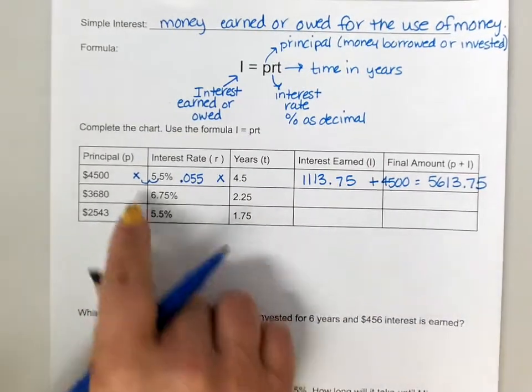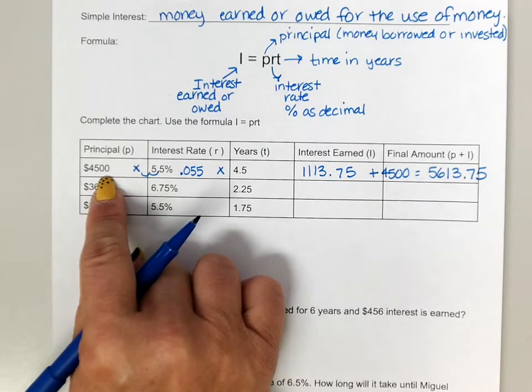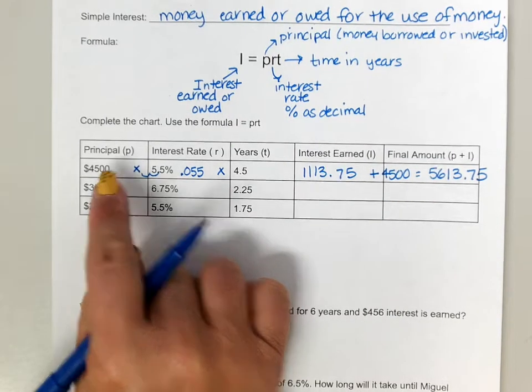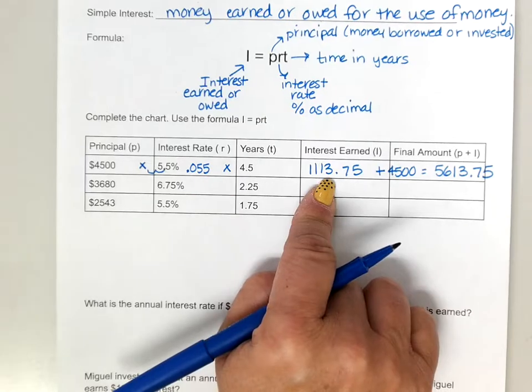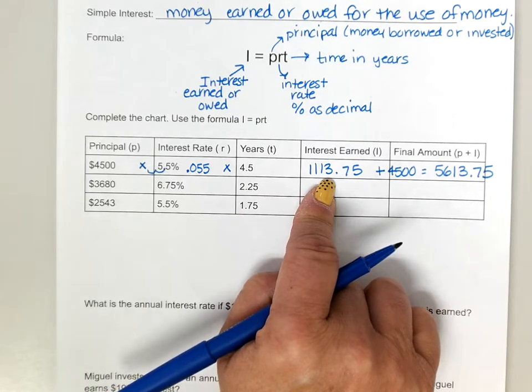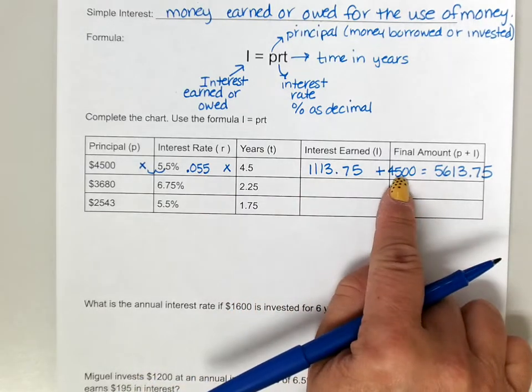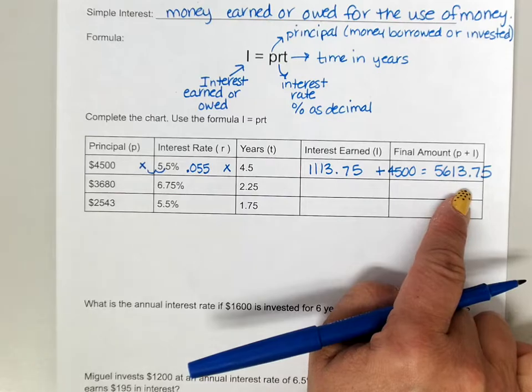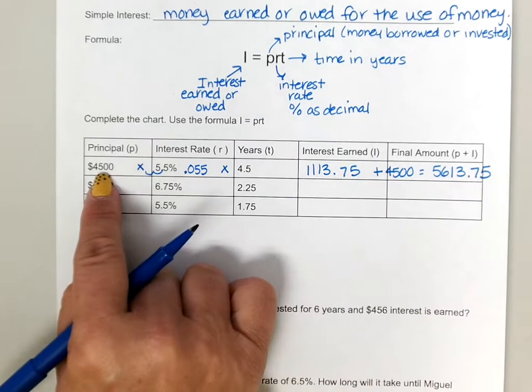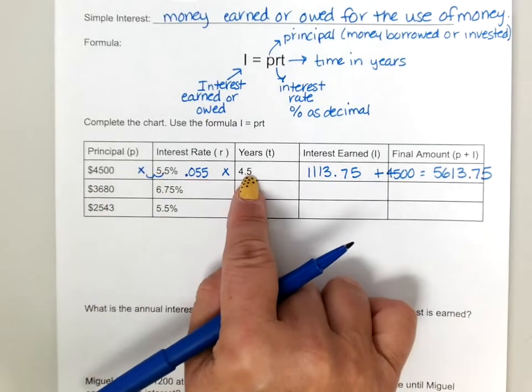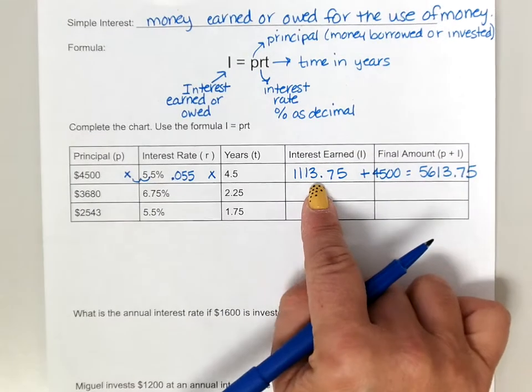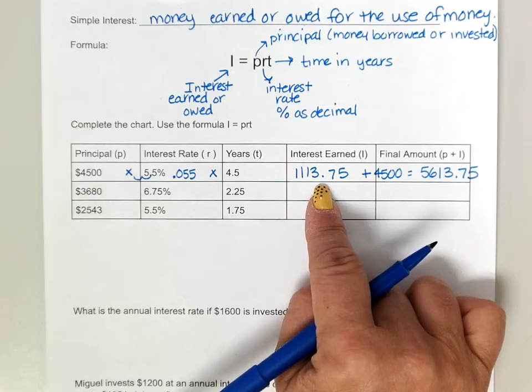$5,613.75. So if this was like a loan you were taking out and you were borrowing $4,500 over 4.5 years, you would have to pay an extra $113. So that loan, or whatever it cost you at $4,500, is now going to cost you about $5,600. So it's going to cost you more. The reverse, if you were investing this much over 4.5 years, that's a nice chunk of change, a little extra money that you get in your account, in your investment.